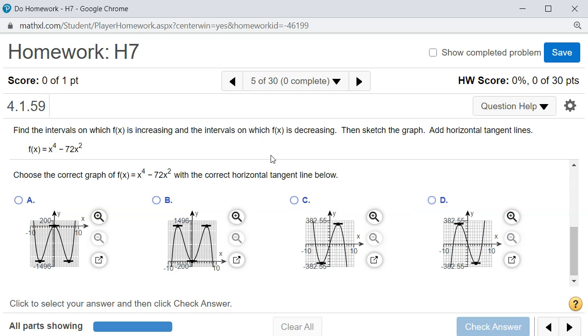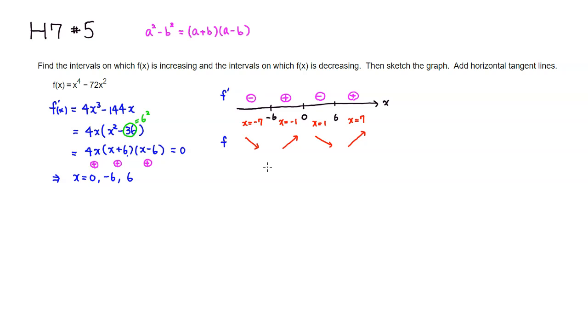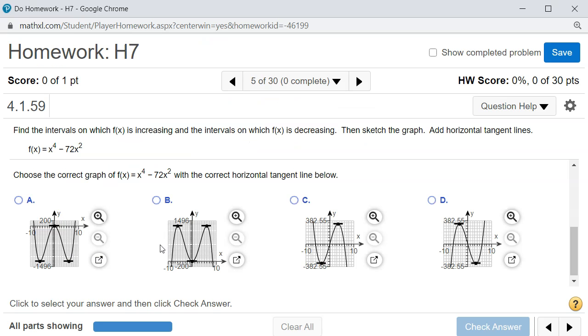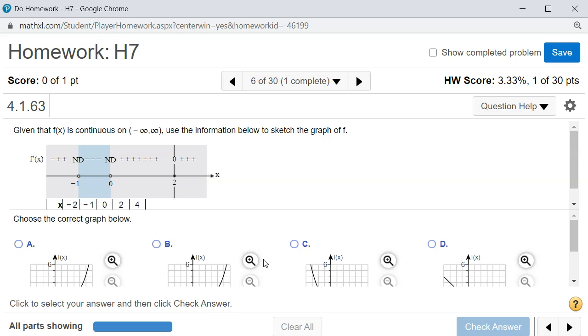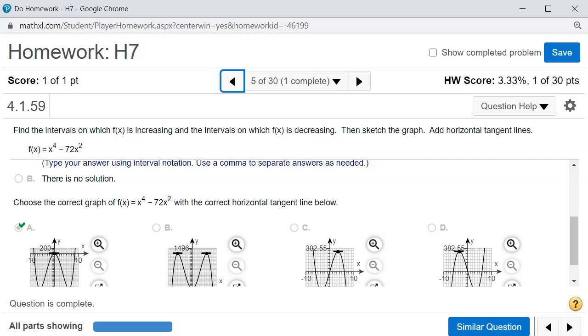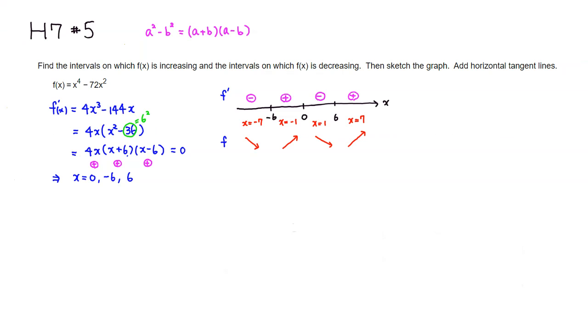Then choose the correct graph. It's going to be basically a W shape: decreasing, increasing, decreasing, increasing. So we can certainly eliminate B, we can eliminate C, and we can eliminate D as well. So we know that A is the correct picture. Let's check the answer. We got that. All right, and the next question, oh, okay, that was it. I hope that this was clear.